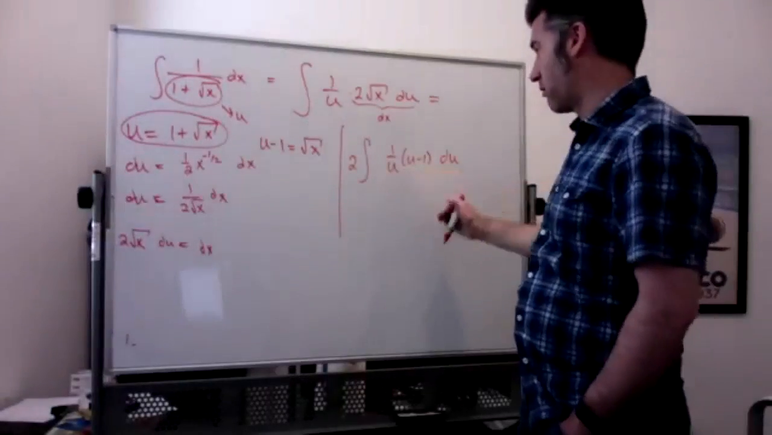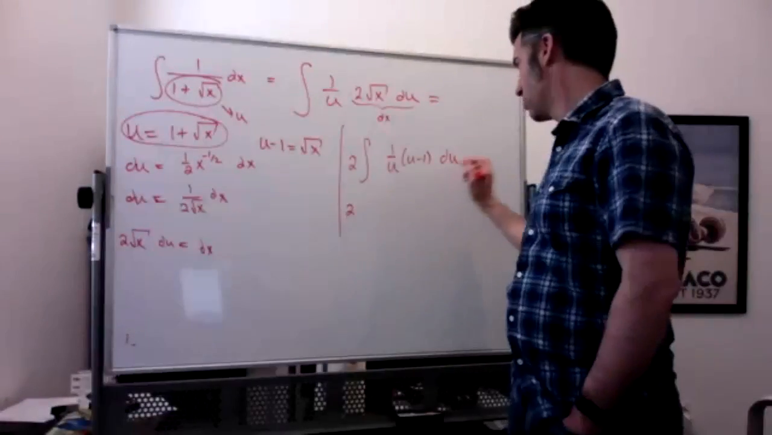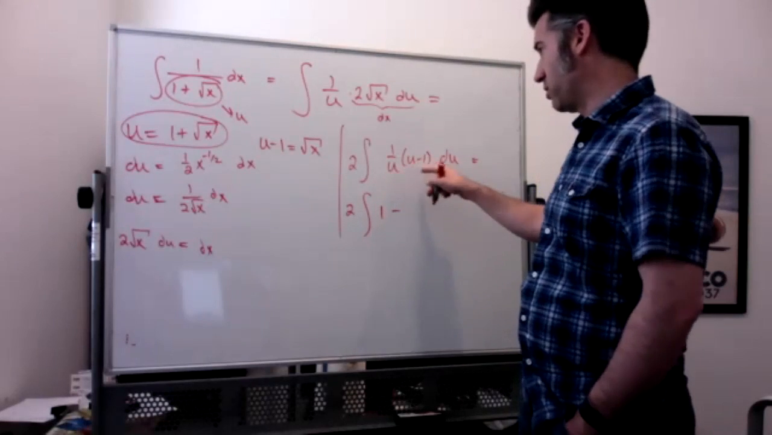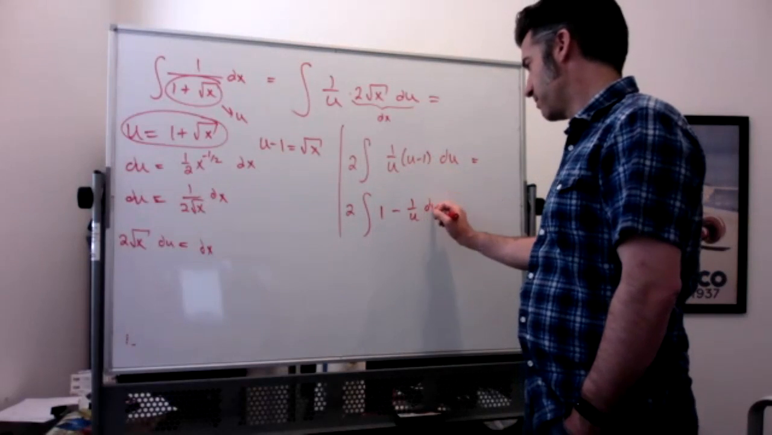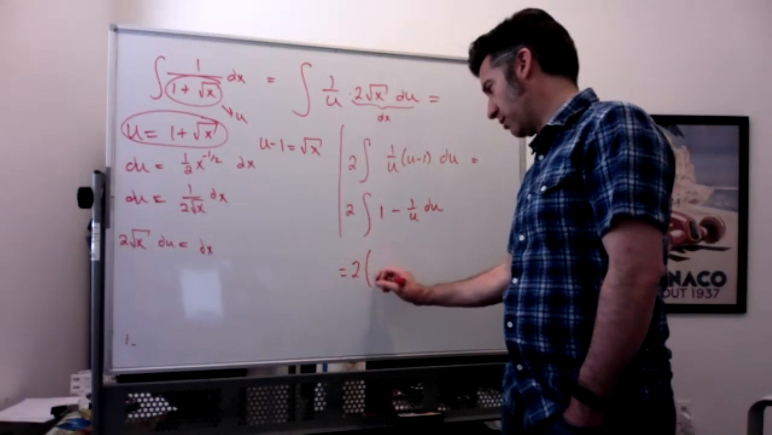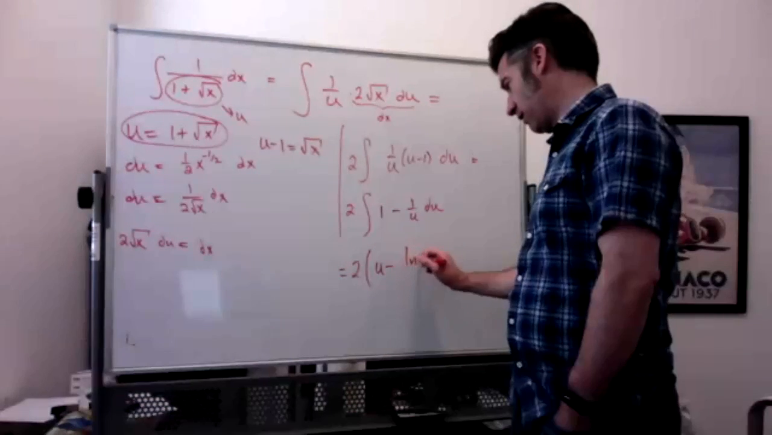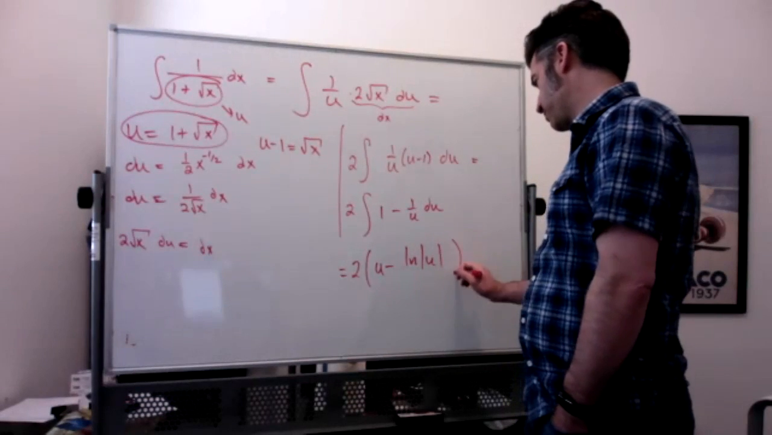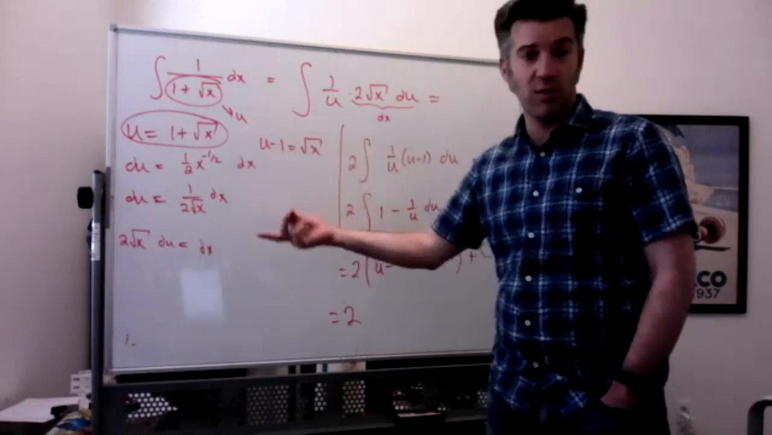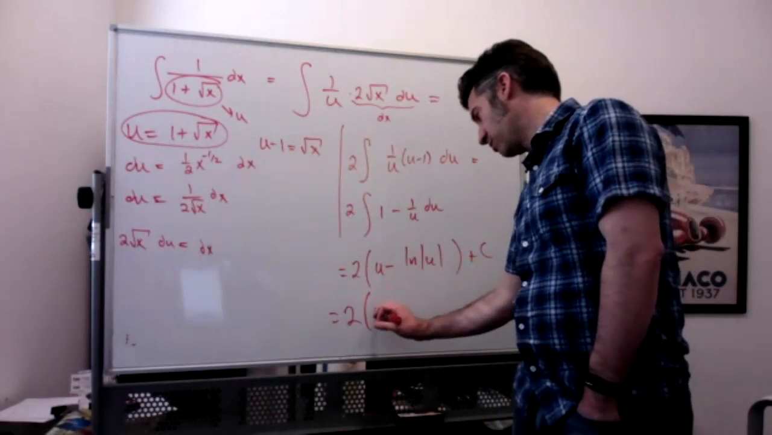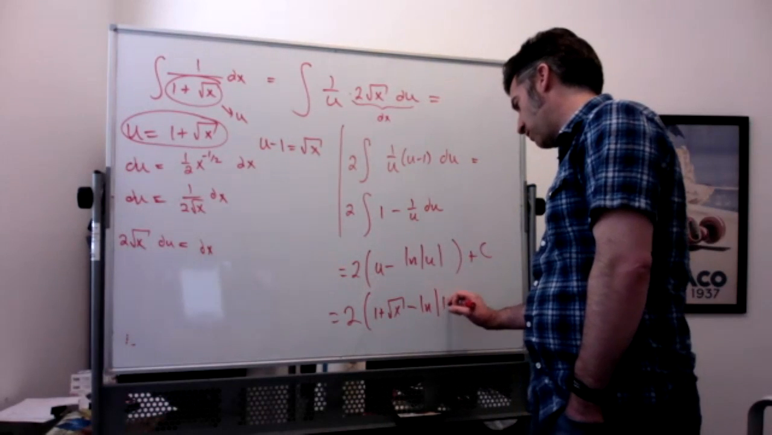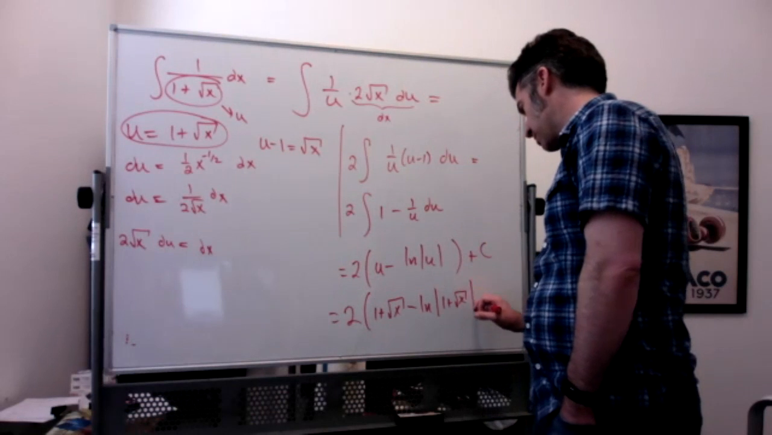If we distribute the 1/u, we get 1/u times u minus 1/u times 1. And then we integrate. We get the same thing: 2 times u minus the natural log of the absolute value of u, plus c. Then plugging back in what our u was equal to, which is 1 plus root x, we get 2 times 1 plus the square root of x minus the natural log of the absolute value of 1 plus the square root of x.